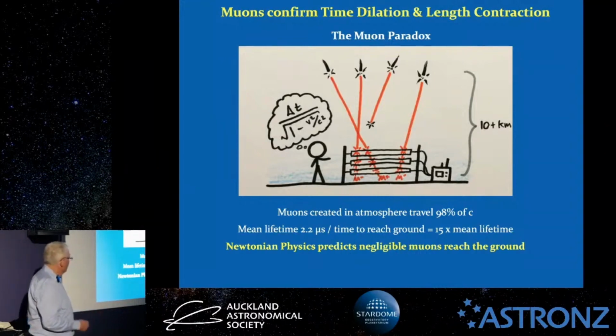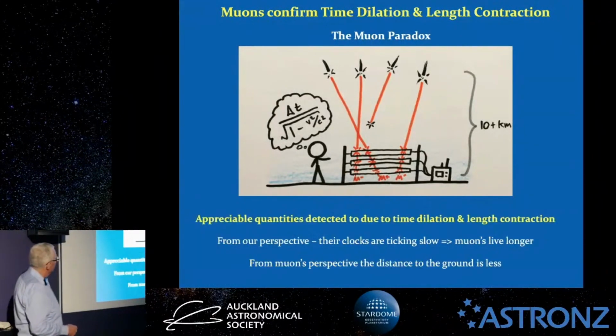But you put your muon detector on the ground and you wait, and you start thinking, aha, I know that formula from Stardome. I know that formula, that's why my TV works. And what do they detect? There are good appreciable quantities of muons that they do detect because of special relativity, time dilatation, and length contraction.